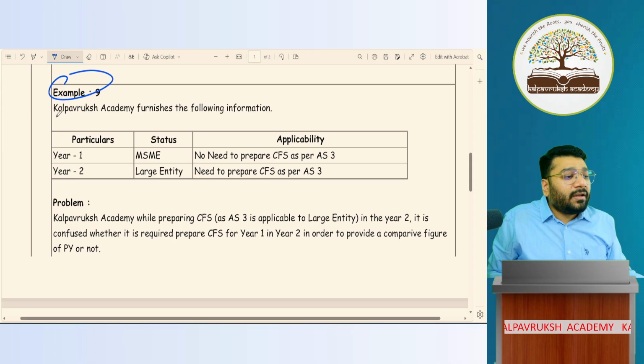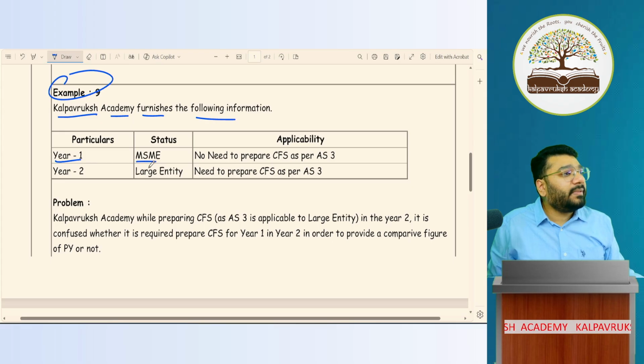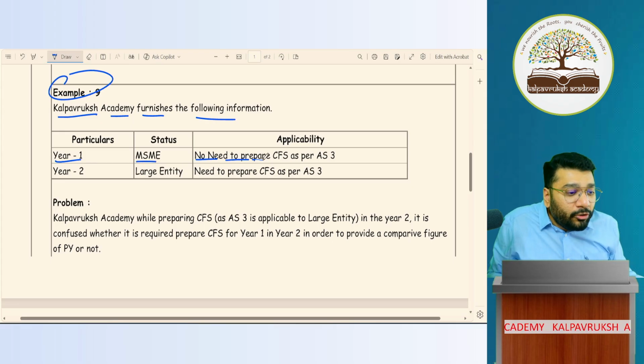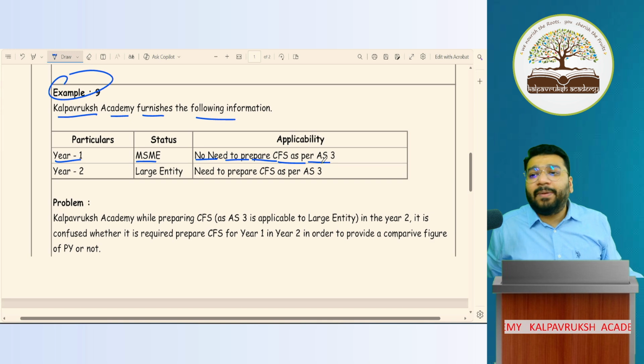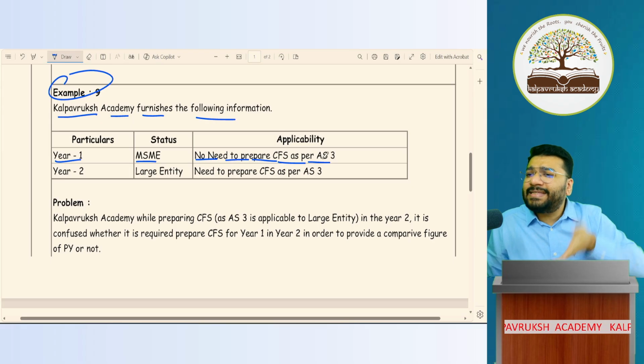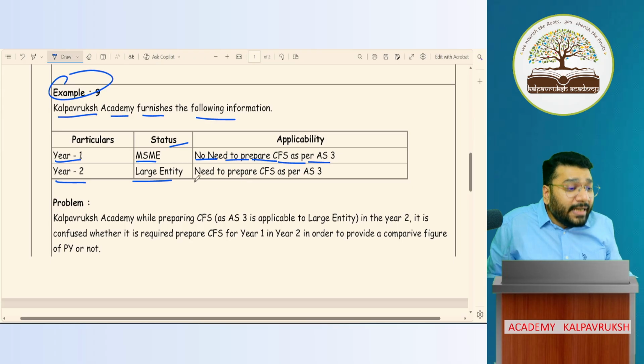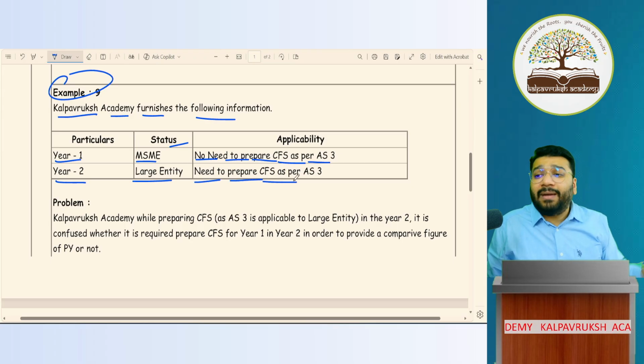Example 9. CA.Prathik Academy furnishes the following information. Year 1 MSME. No need to prepare the CFS as per AS3. No need to prepare cash flow statement because AS3 is exempted. But in year 2, I became a large entity. Need to prepare cash flow statement as per AS3.